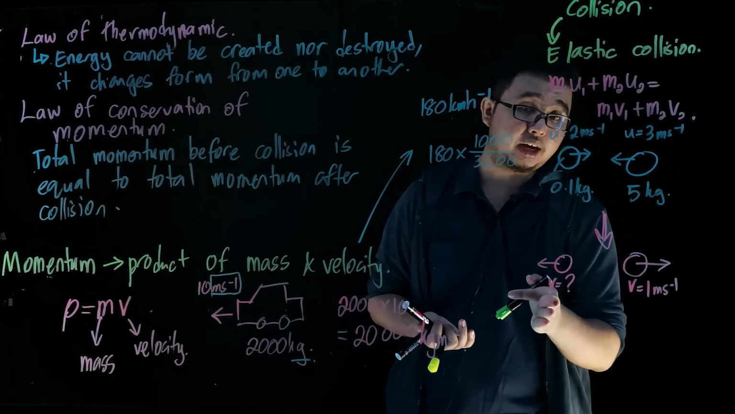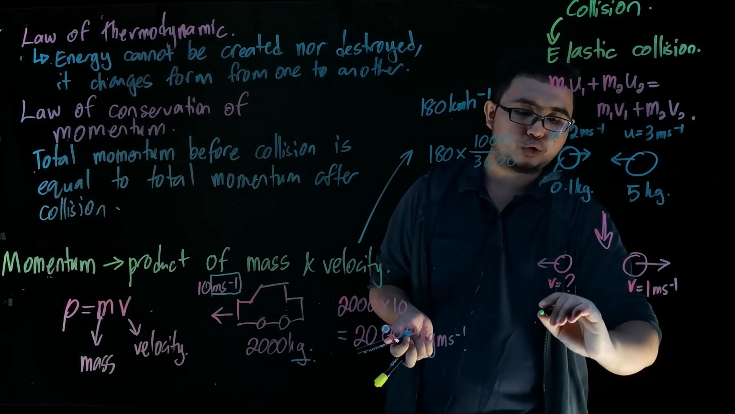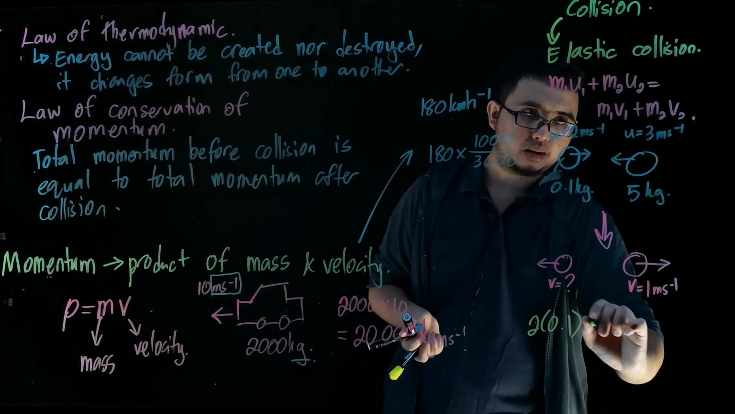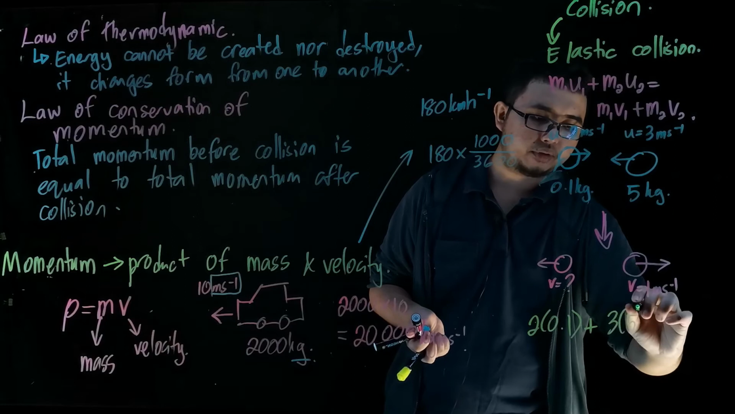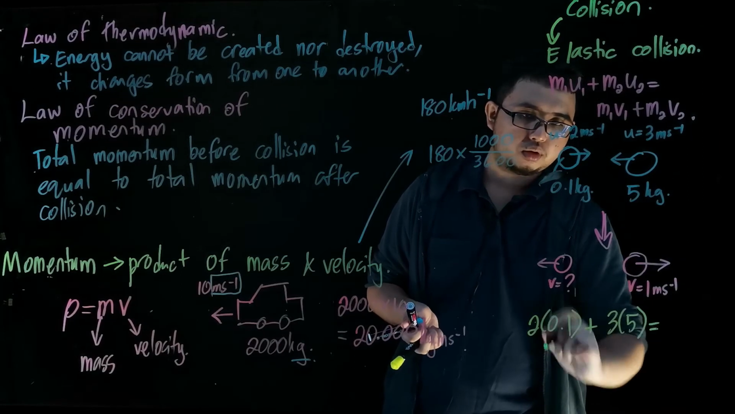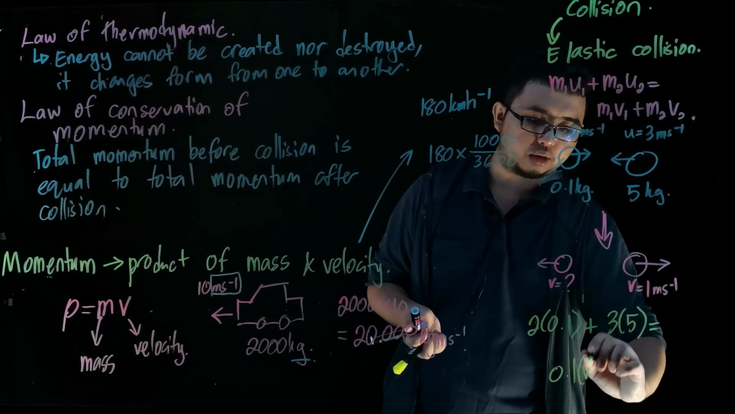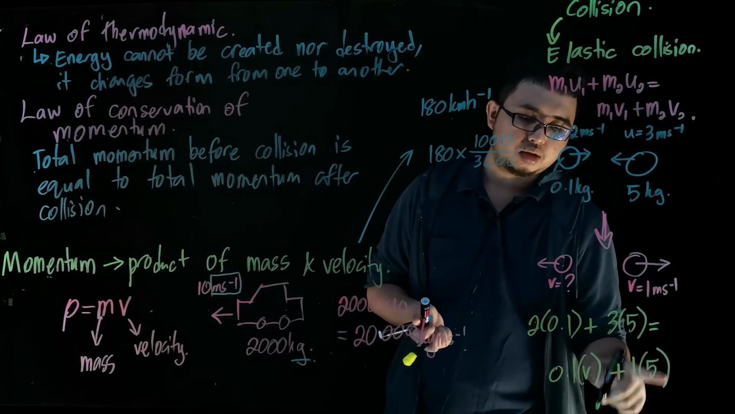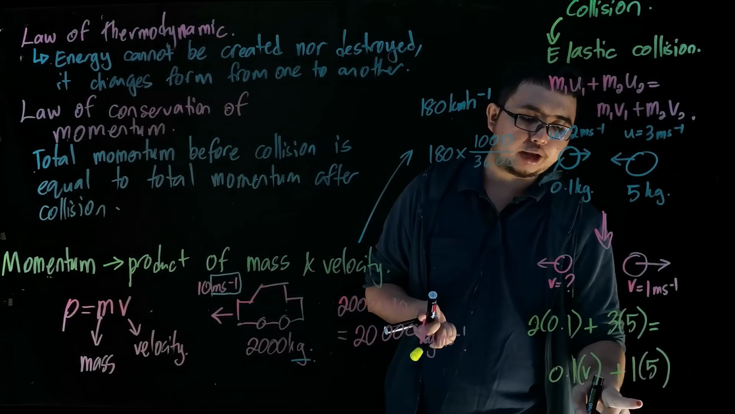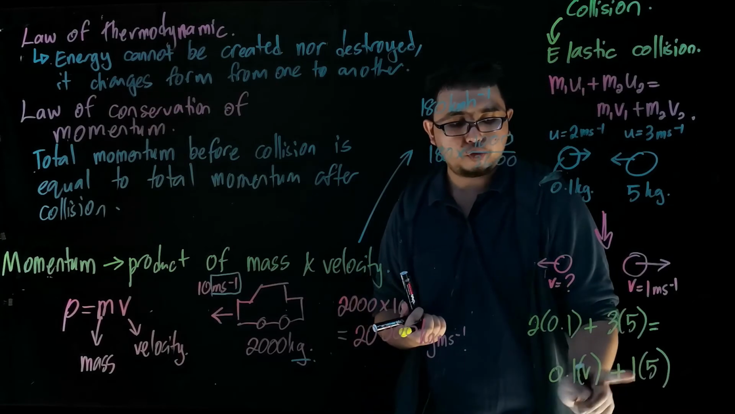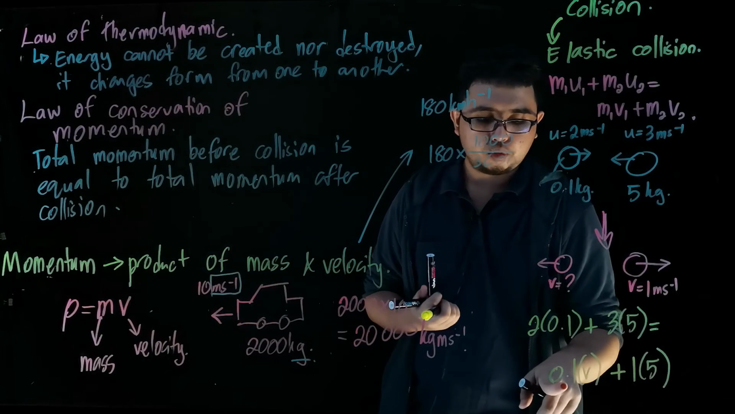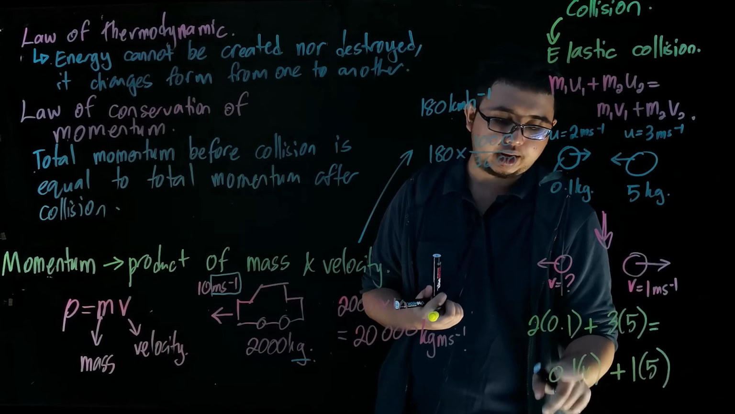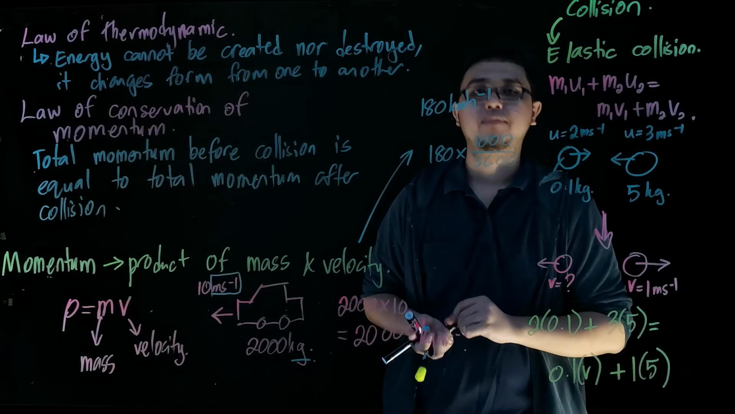So to calculate the final velocity on this side, you use the formula straight away. 2 times 0.1 plus 3 times 5 equals 0.1 times v plus 1 times 5. This is how you put it into the formula, and you can compute this using a calculator straight away. Move this to the opposite side, it becomes a minus. Move the 0.1, and after you solve the whole thing, divide it by 0.1 and you get your final velocity.